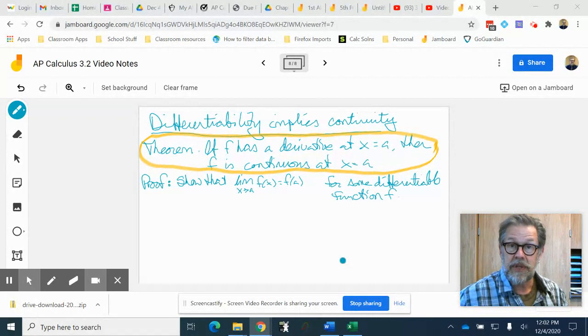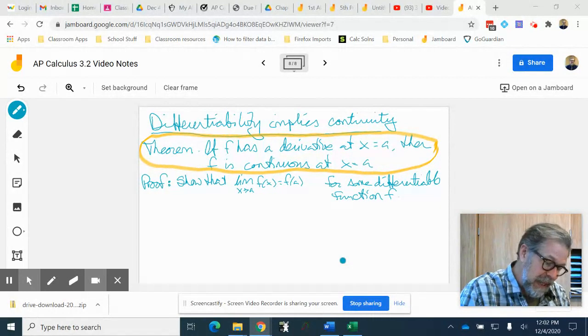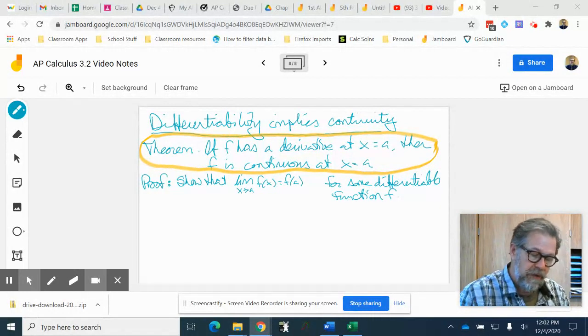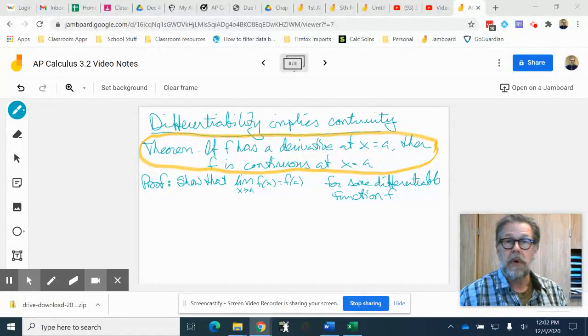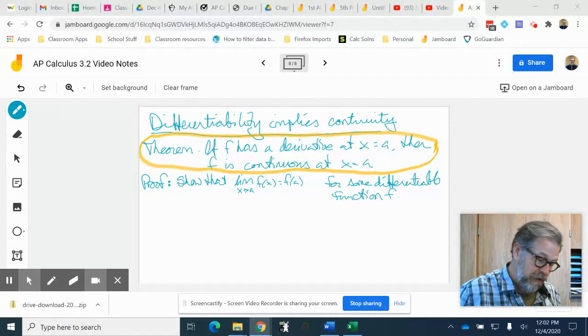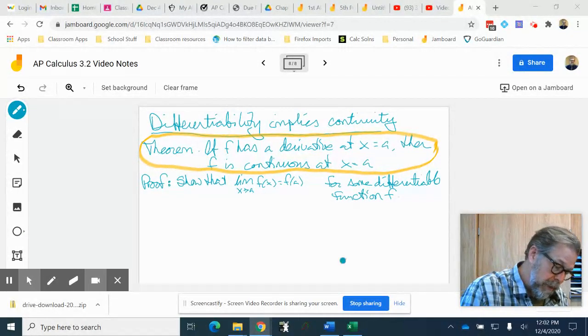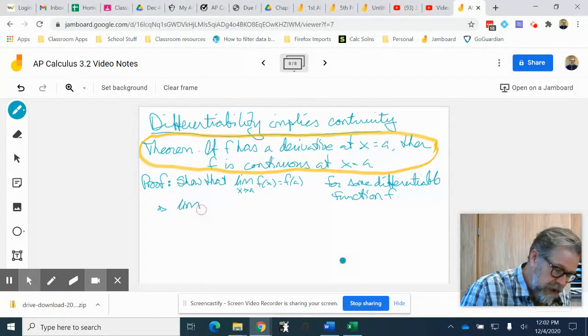Well, the definition of continuous is that the limit as x approaches a of the function f of x equals the value of the function at that point. So we're going to prove that that must be true for a differentiable function f. Well, let's start by doing a little algebraic manipulation, because this implies that the limit as x approaches a of f of x minus f of a is 0.